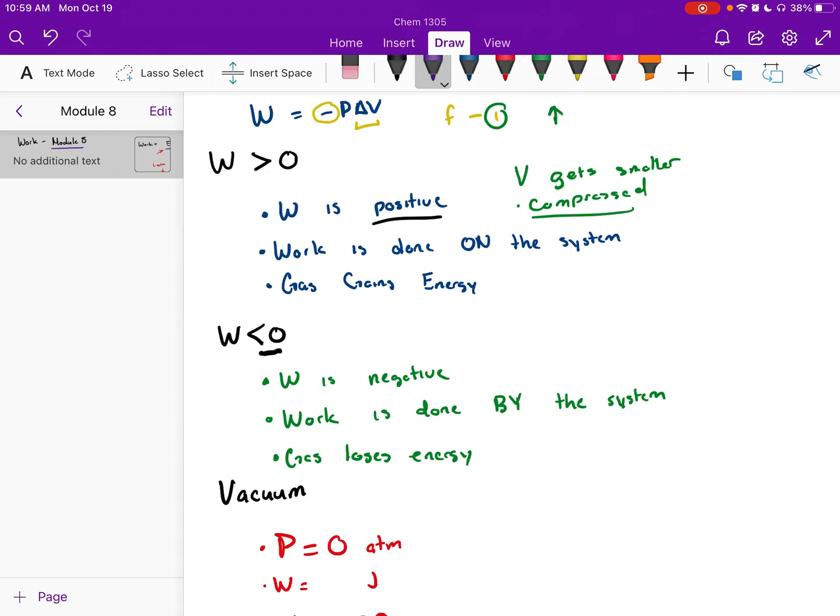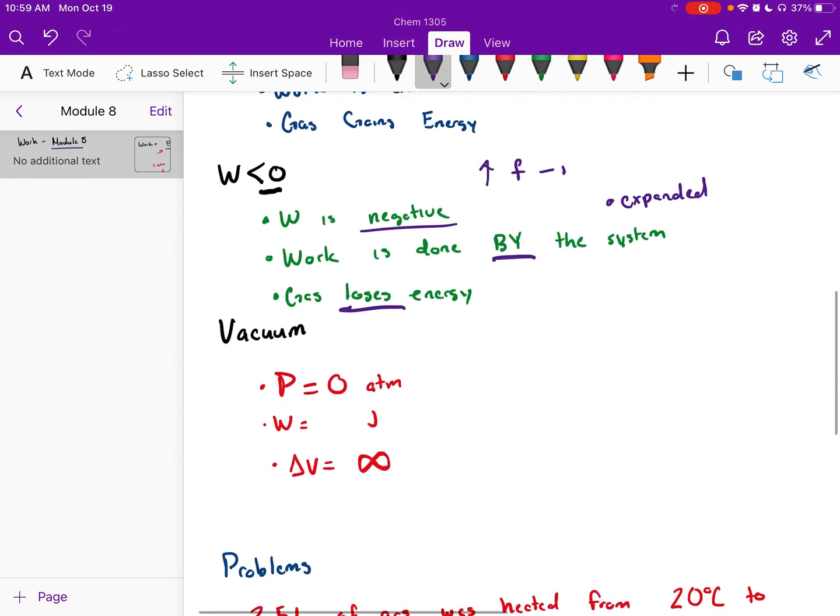And then same thing if work is negative. If work is negative, then work is done by the system. The gas loses energy. Also, it gets expanded, right? And that's a word we like to use, expanded, because that means the final volume is bigger than the initial volume.